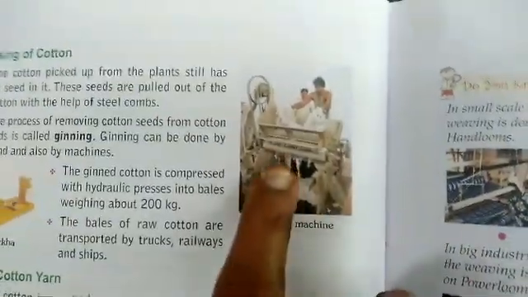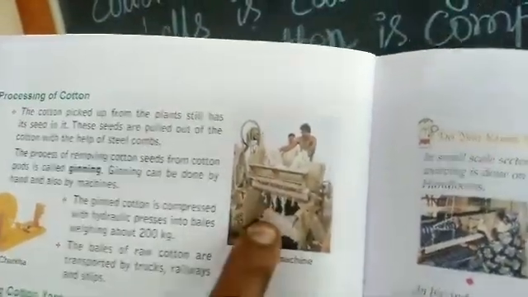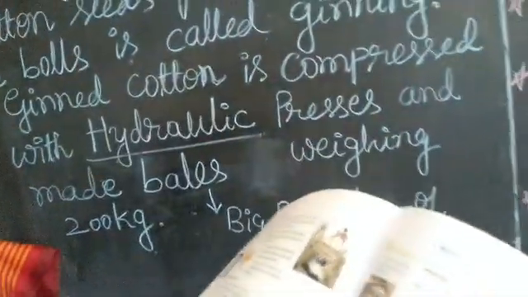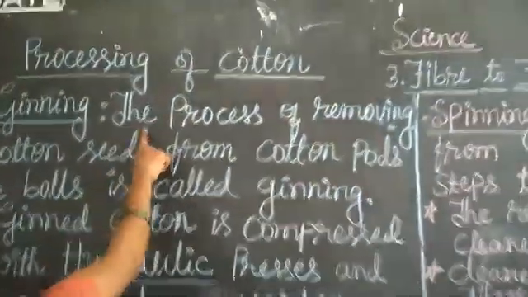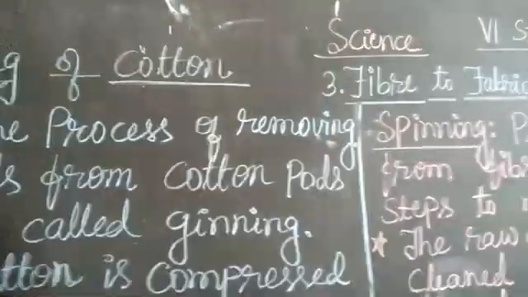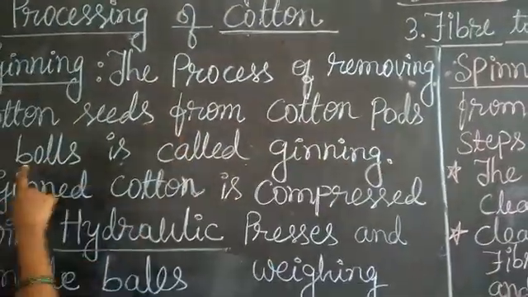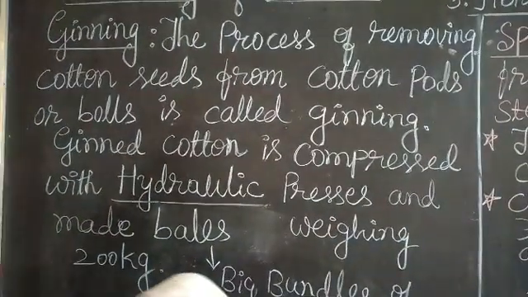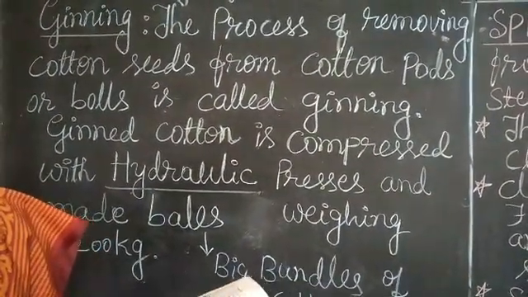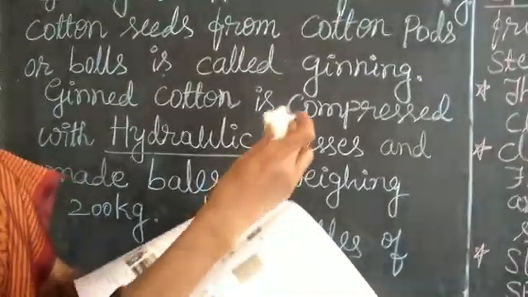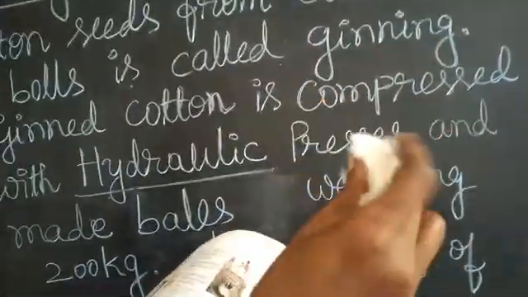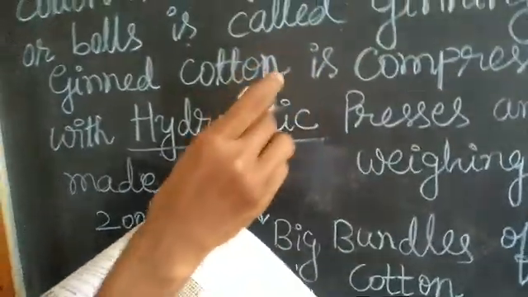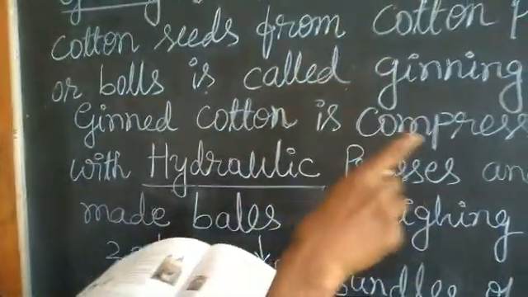Ginning machine, you can see here in the textbook, a photograph is given. The ginning machine removes seeds from cotton bolls or cotton pods. The same thing I have written here: the process of removing cotton seeds from cotton pods or bolls is called ginning. Once the cotton is cleaned, even the straw and leaf particles should be removed before the thread or yarn is made.